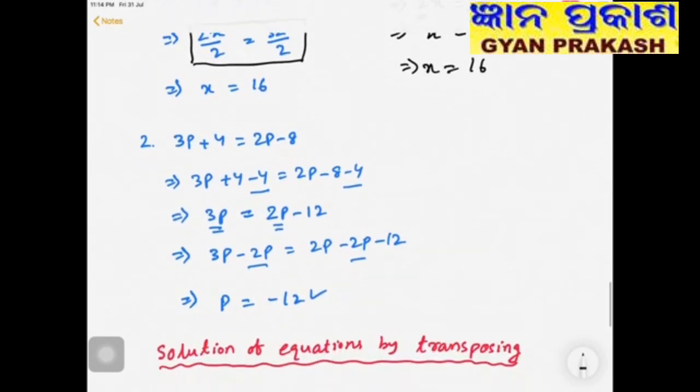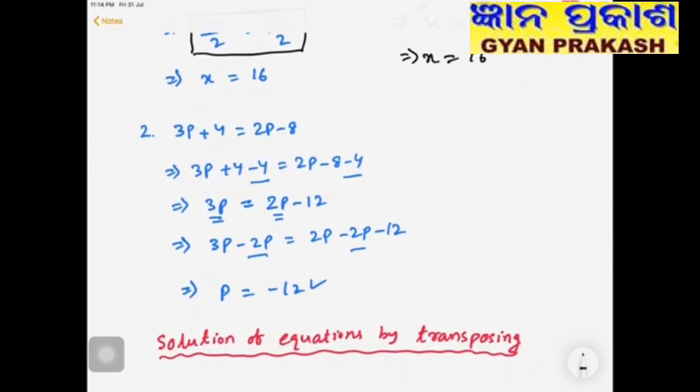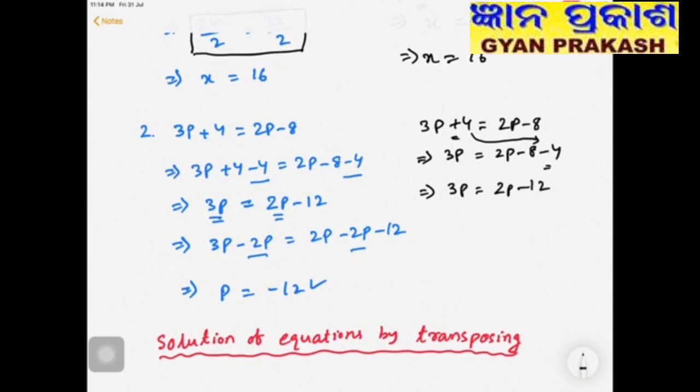Now let us take this one. Here also we are given 3p plus 4 equal to 2p minus 8. Now if I take 4 to RHS, I have 2p minus 8 minus 4. It is added in LHS, so it will be subtracted in RHS. Now 3p equal to 2p minus 12. Now we shall take this one to LHS, so it will be subtracted. Here it is added, nothing is there means it is plus.